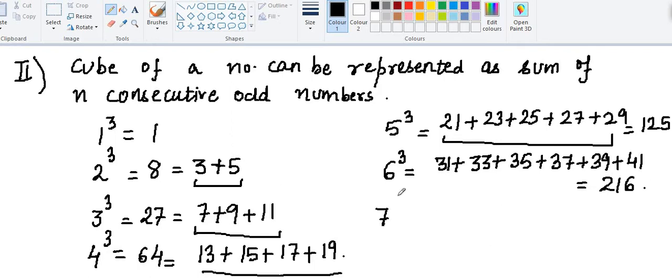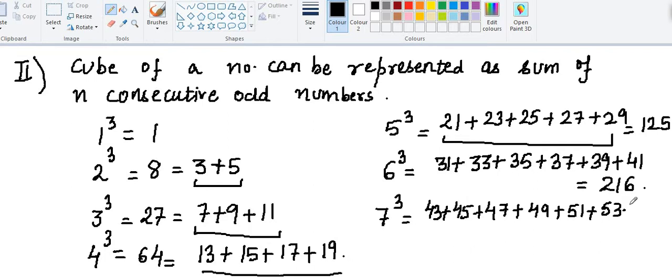If you want to calculate 7 cube, you have ended with 41 in the last cube, so you will start with 43 here: 43, 45, 47, 49, 51. How many to take? 7. So 7 consecutive odd numbers. Then 53 and 55. So this will give you 343.